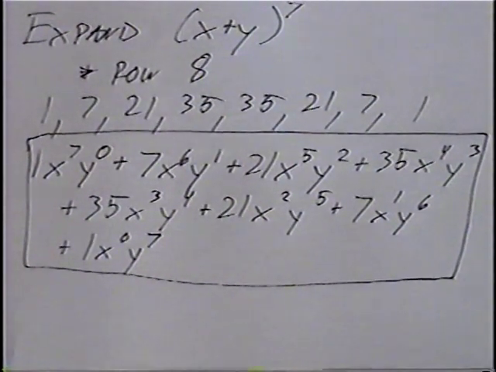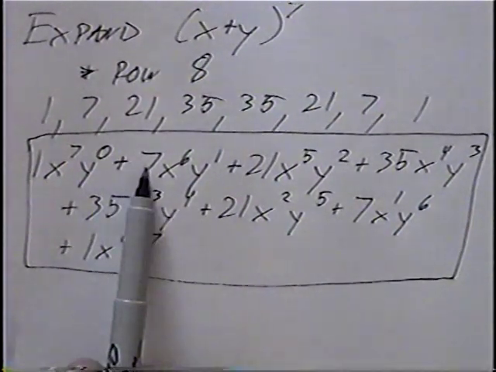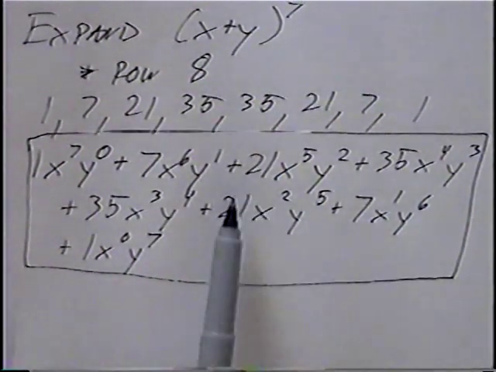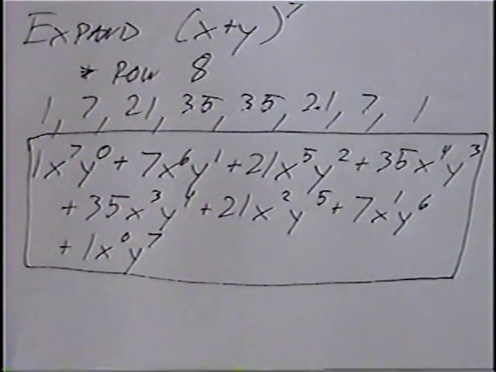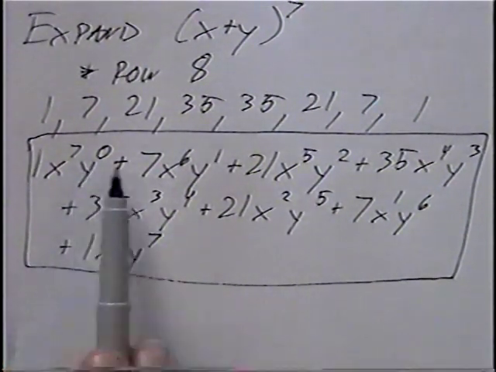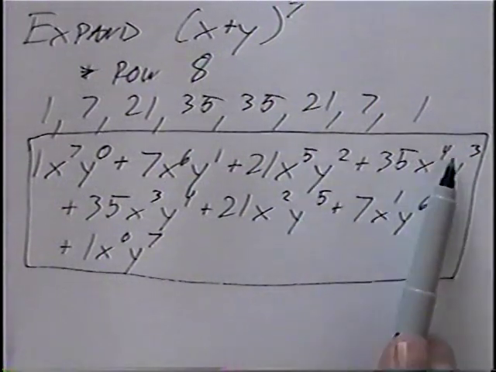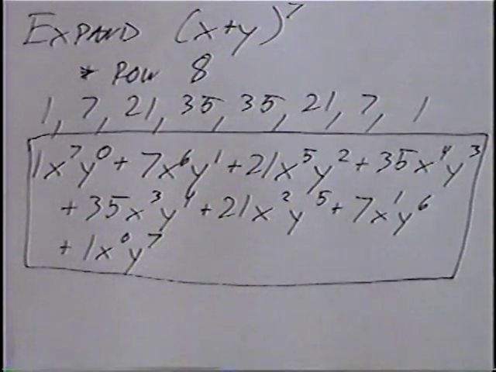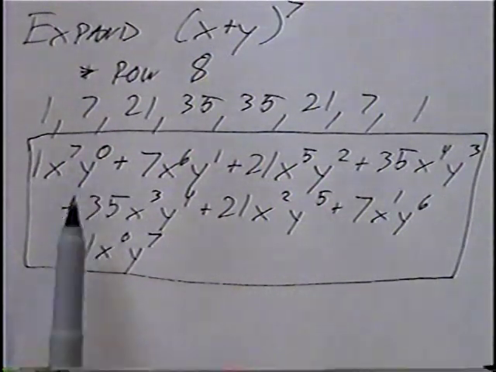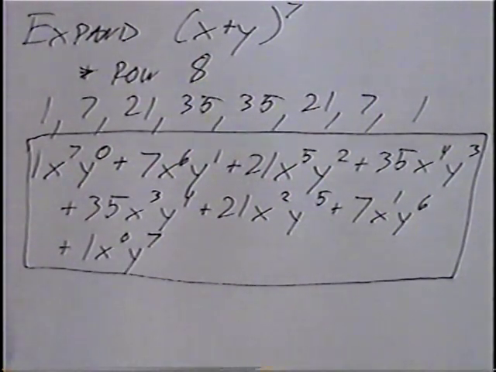Couple patterns about this. Again, the numbers are symmetrical. We'll have 7s and 7s, 21s and 21s from the Pascal's triangle. Also, if you look at every exponent, every term, they all add up to 7. And you should begin with the exponent 0, and you should also end with an exponent 0.